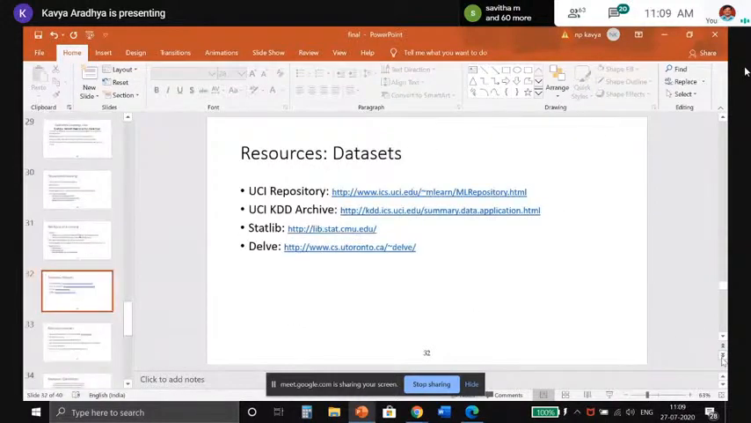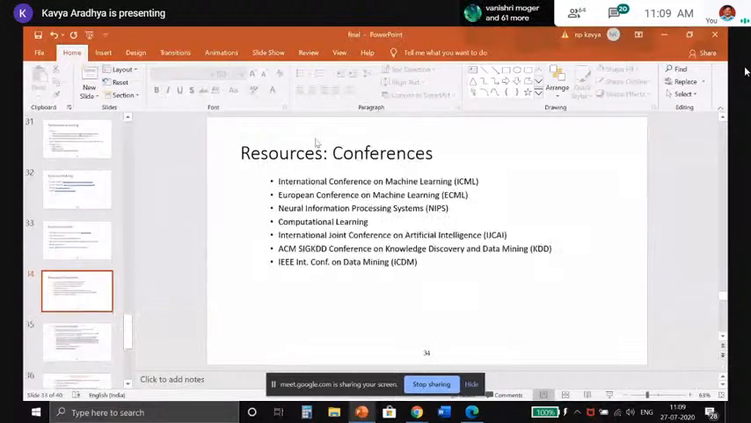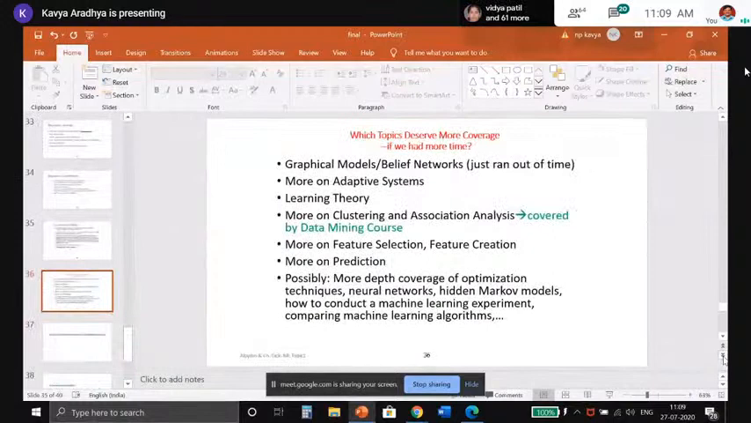Okay, dear participants, from where did I collect all this information? These are the data sets, the UCI data set and all this. Those doing research can use these data repositories for their projects. And these are different journals wherein the data I have collected is available. And some of the conference data also.